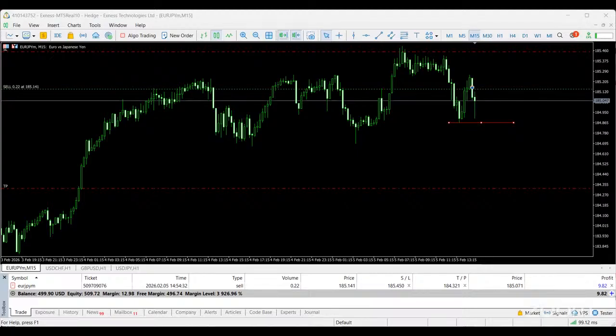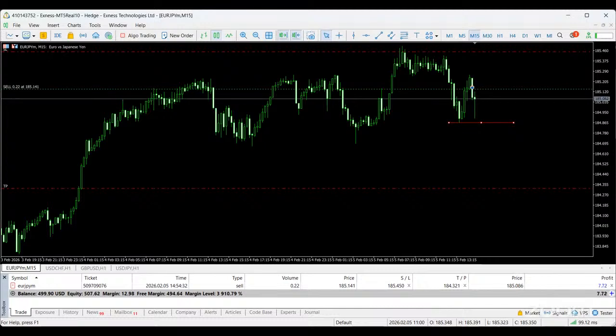So this is the trade that we have for today, and hopefully we see how this goes. We're going to be ending this live session very soon, in the next few seconds.